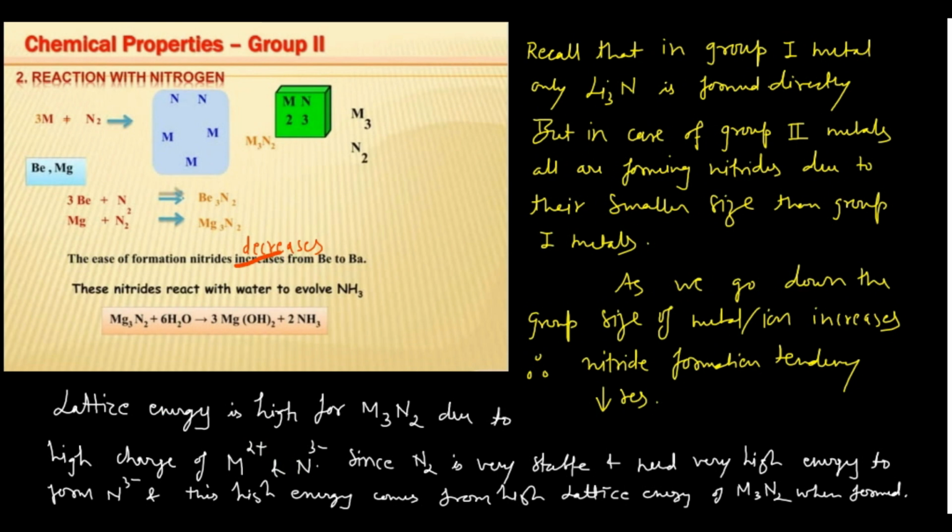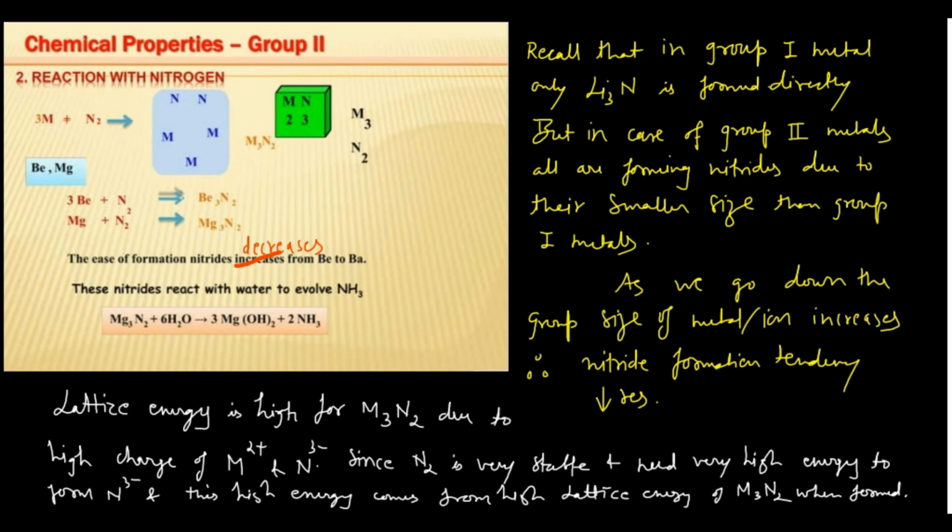And nitrogen is very, very stable, and we need very high energy to form N3 negative. So from where can we get this high amount of energy? Actually, this high amount of energy comes from the lattice energy when the nitrides are formed. Whenever the nitrides are formed, energy is released, and that energy is utilized by nitrogen to convert into N3 negative. So this basic concept you should also know. This is another very, very important aspect.